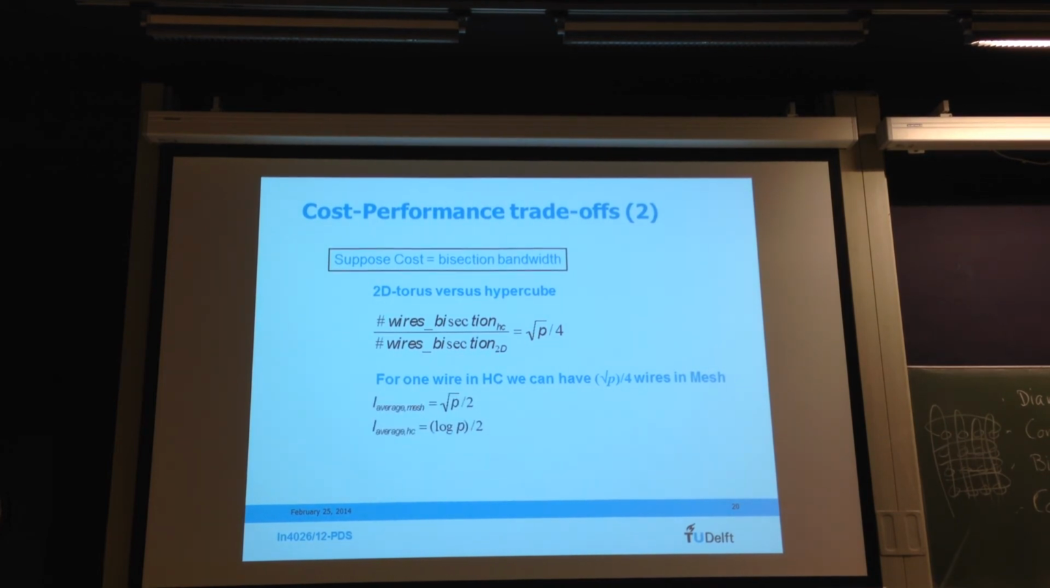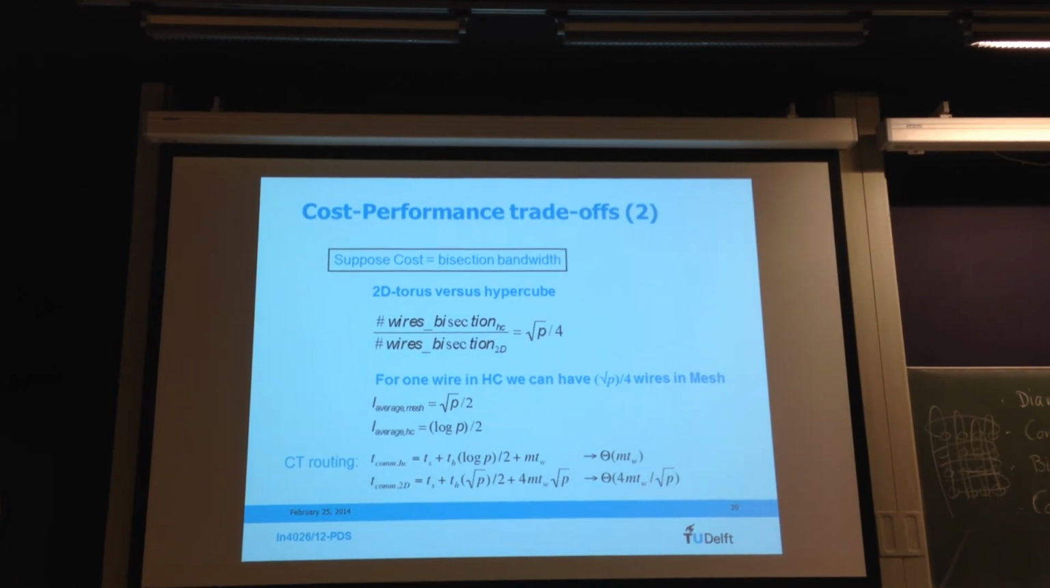Again, the average distance is the same. And we come with CT routing to a similar kind of argument, with the same structure, and instead of log P, we have the square root of P. It's not as good as the other one, but it's still better. So also, according to this argument, we see that the 2D array torus structure is the better choice here with cut-through routing, right?